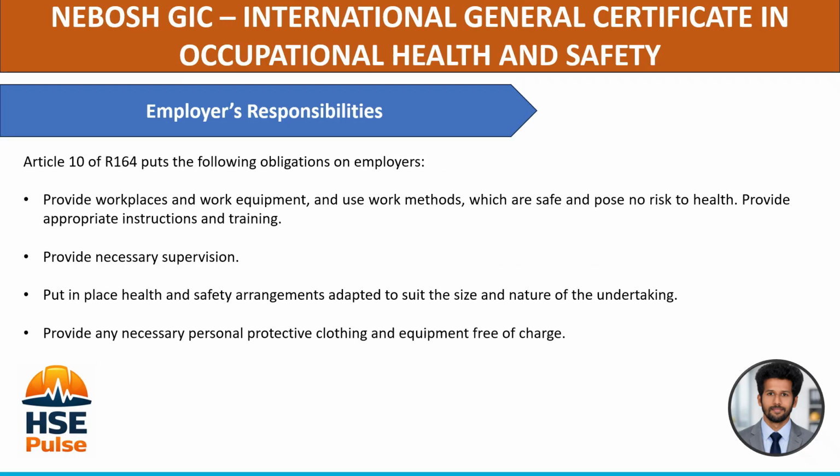An article in continuation of the employer's responsibilities, Article 10 of R164, which is the Occupational Safety and Health Recommendation. They are telling employers to provide workplaces and work environment and use work methods which are safe and pose no risk to health. Provide appropriate instructions and training to the workers. Provide necessary supervision. Put in place health and safety arrangements adapted to suit the size and nature of the undertaking. It includes arrangements such as conducting risk assessments, an adequate number of fire extinguishers, first aid boxes, etc.